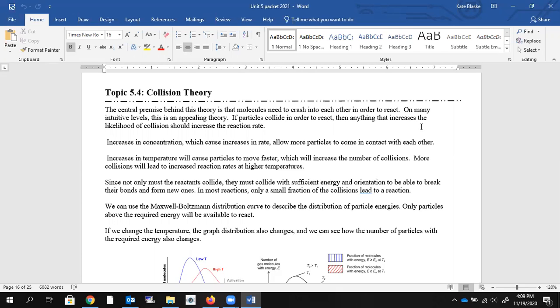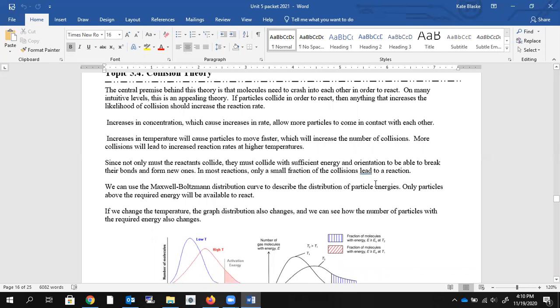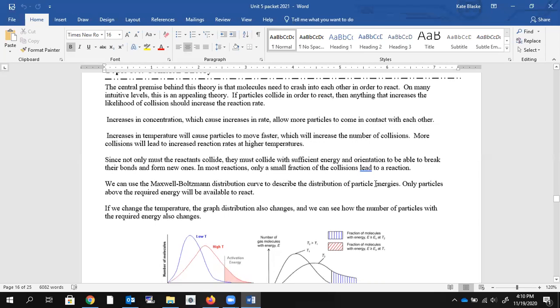One thing is increasing the concentration. If you increase the concentration, you're going to increase the number of particles that are around to be able to collide. So that's going to increase the rate of your reaction. Increasing the temperature is going to do the same thing. It's causing those particles to move faster, which means that those collisions are either going to happen more often or they're going to happen with enough energy in order to make that reaction happen. So that also will increase the rate of the reaction. Anything that changes those two things is going to change the rate.